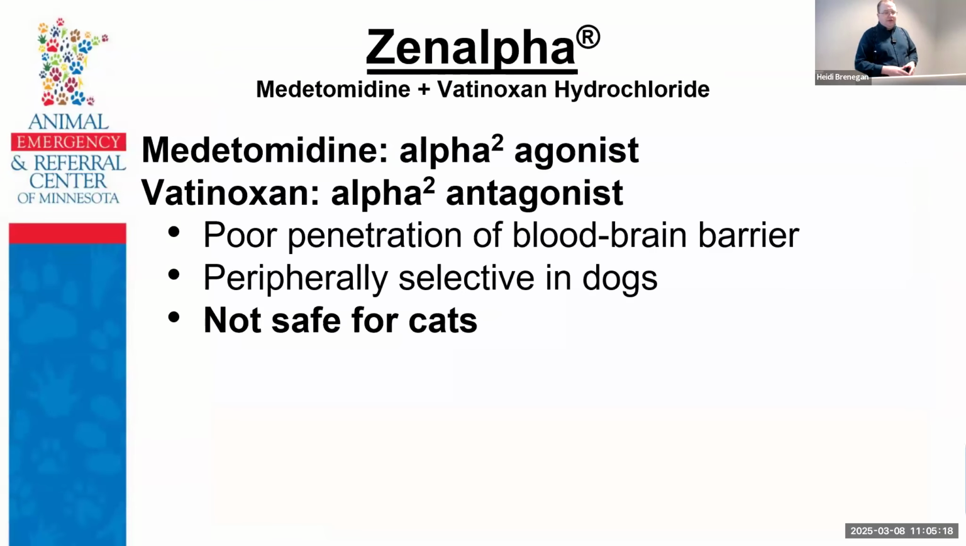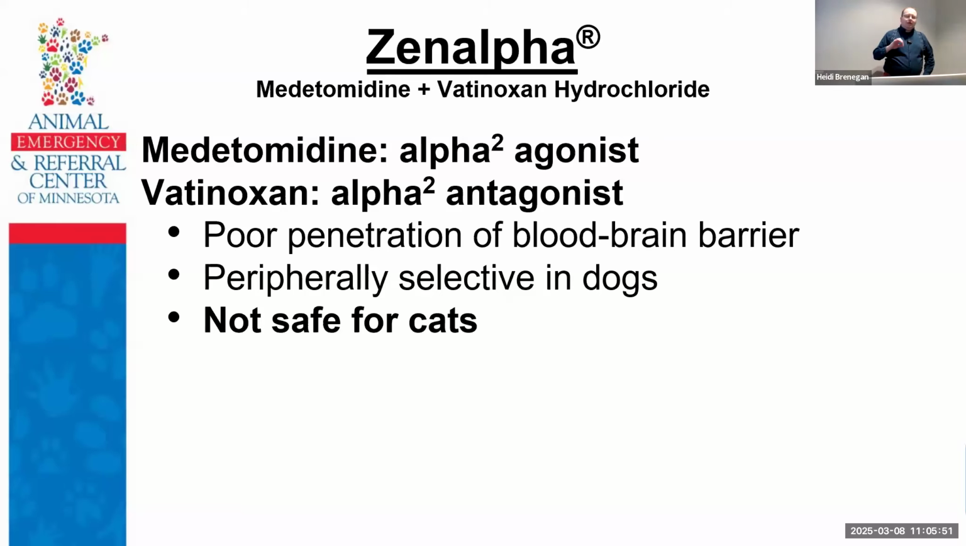So what's Xenalpha? Xenalpha is a newer drug. I think it's a couple years old now. It is a combination of medetomidine, which is an alpha-2 agonist, and vadenoxan, which is an alpha-2 antagonist. So vadenoxan works essentially the same as atipamezole or Antisedan. It's an alpha-2 reversal. The difference between vadenoxan and your atipamezole is that vadenoxan does not penetrate the blood-brain barrier, whereas atipamezole does.